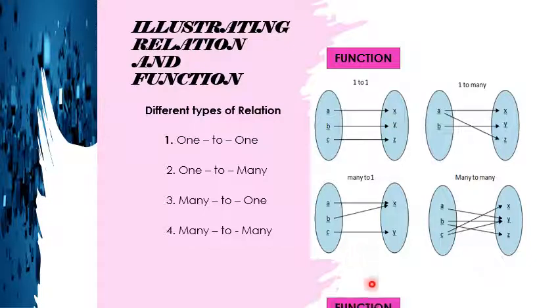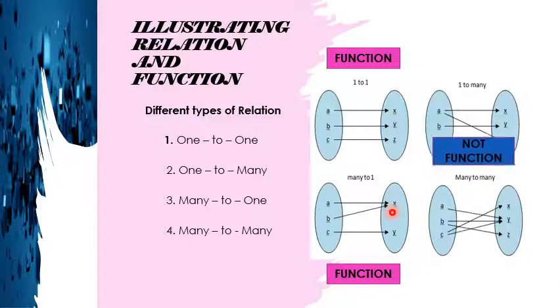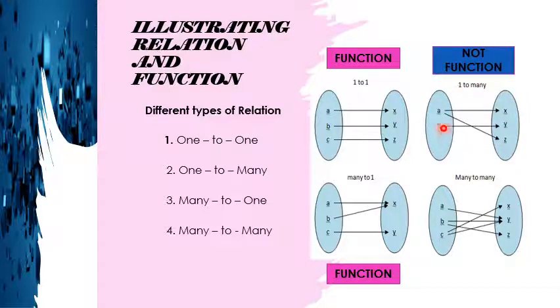Many-to-one is a function because we have one element of domain, even though we have a correspondence of two or more elements of range. And one-to-many is not a function because we have two elements of domain corresponding to the range. Many-to-many also is not a function because, as you can see, the domain corresponds to the range many times.